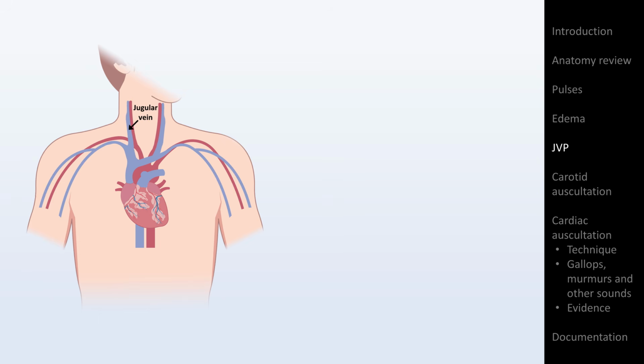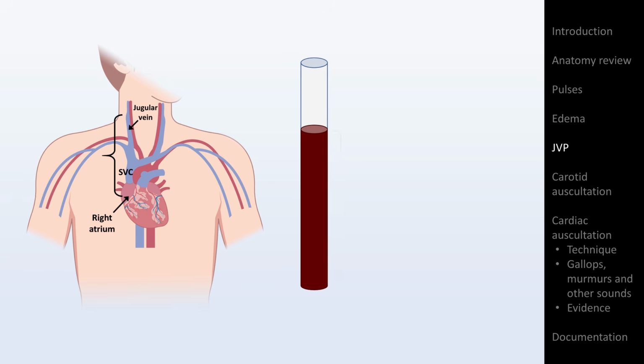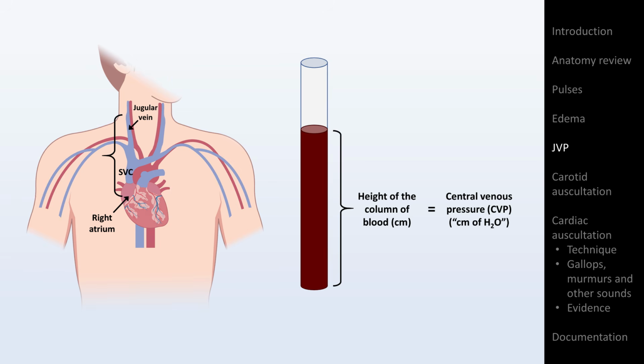Since the jugular vein is directly connected to the right atrium via the superior vena cava, and the jugular vein is a highly compliant vessel, meaning that it readily dilates when filled with blood but collapses when it's empty, we can estimate the CVP by examining how high the jugular vein's distension extends. In other words, we use the internal jugular vein as a blood-filled manometer.